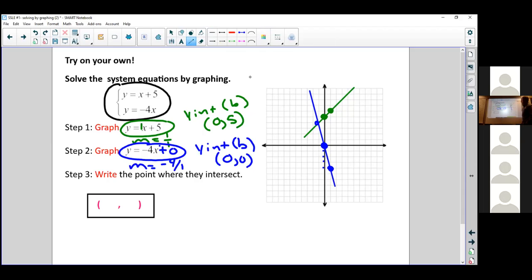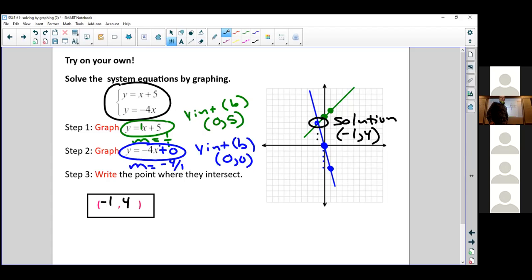And lo and behold, we get a green line and a blue line. They happen to cross each other, so there definitely is a solution. This is our solution right here. And this solution happens to happen at -1, and then 1, 2, 3, 4. -1 comma 4. So my solution here is -1 comma 4. Now, graphing is a great visual way of graphing linear equations to find the solution.